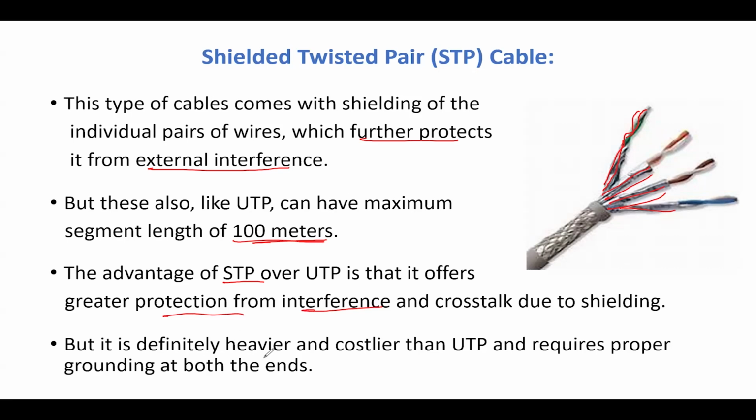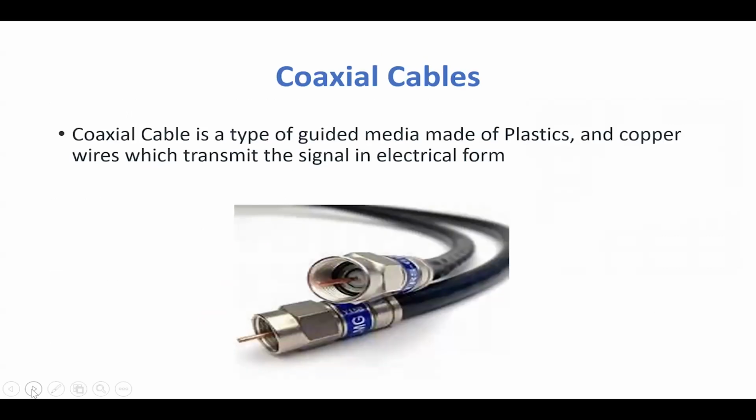But it is definitely heavier, of course, because we are insulating the entire line, isn't it? So that is why it is heavier, and of course it will become costlier than UTP and requires proper grounding at both ends. Without that, there will be problems. So here is an advantage as well as a disadvantage compared to the UTP.